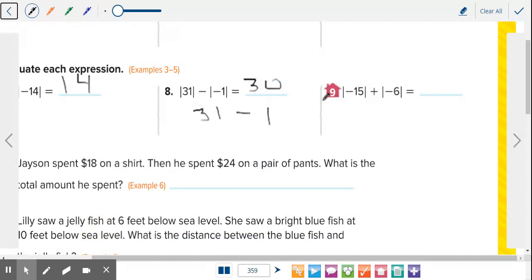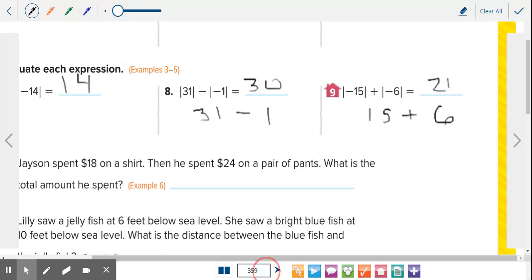All right. Now this one, number 9, same thing. Absolute value of negative 15 plus the absolute value of negative 6. So we got to do these first. So what is the absolute value of negative 15? 15. Now what's the absolute value of negative 6? 6. So now we do 15 plus 6. 21. Okay? That's it.